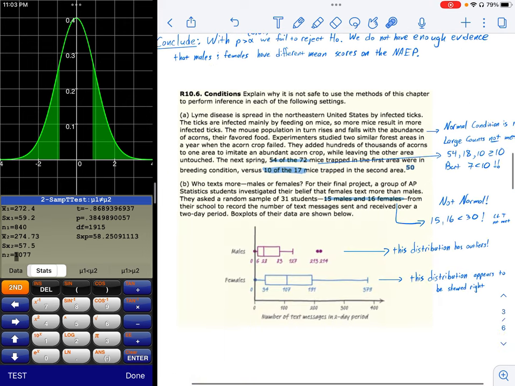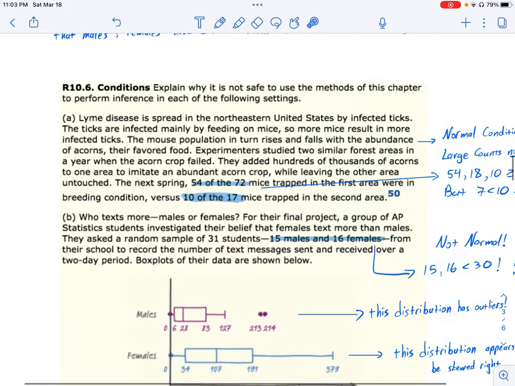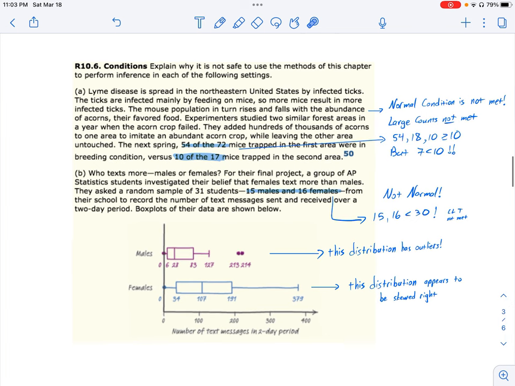All right, number 6. This, again, is just saying, don't do the whole test, guys. Just explain why it's not safe to use the methods of this chapter to perform inference, to do a test, or to do an interval. So in other words, which of the 3 conditions is not met?